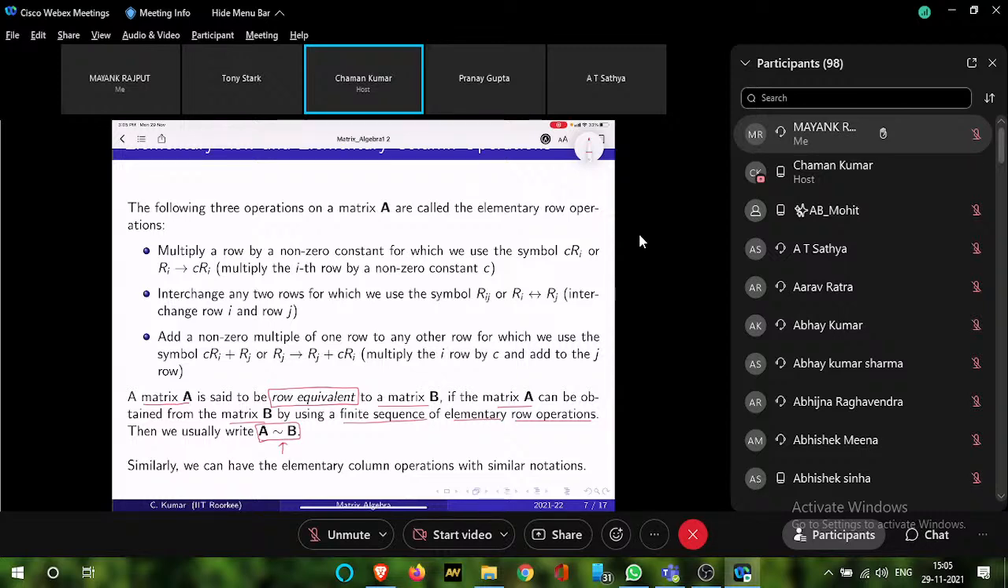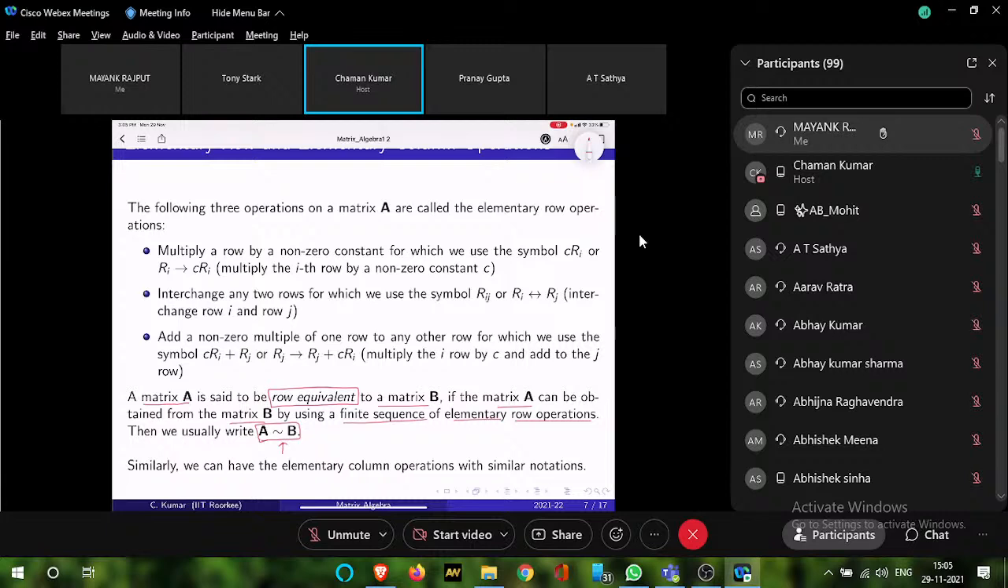Fine. So you perform some operations on the matrix. You perform one or more than one elementary row operations on the matrix B, and then you get a matrix A. This matrix A is said to be equivalent to matrix B. If you reverse the process, that means you reverse these operations on the matrix A, then from matrix A you can get a matrix B. Okay, so we say that A and B are row equivalent matrices.